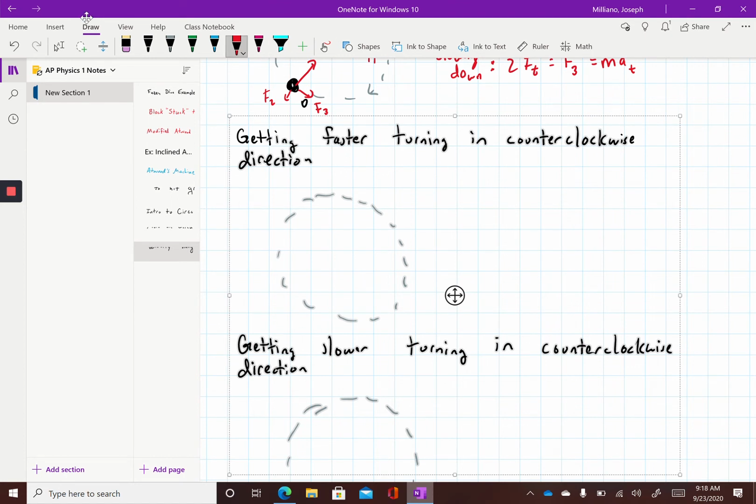Where is my delete button? Home, insert, draw. I don't know where my delete button is. All right, so we'll just scroll down then.